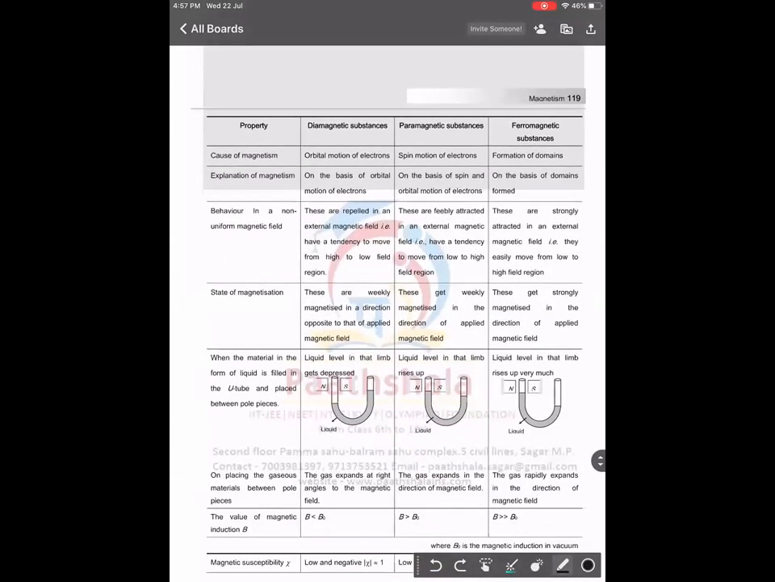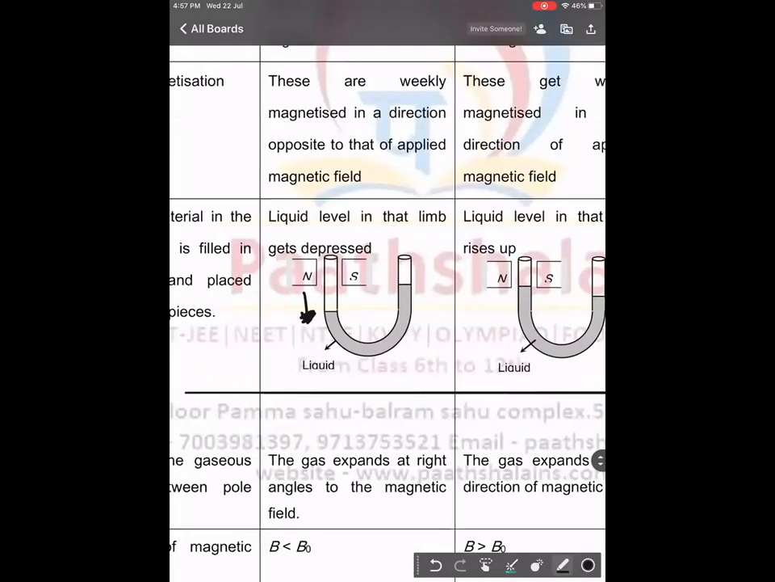Okay, but you read this now. Please read this. Look at this difference, bacho. What is happening? A ferromagnetic substance. Why is the liquid going this side? Because a ferromagnetic substance gets attracted towards the external magnetic field. Okay. And why from this side is it going down? Because a diamagnetic substance repels the external magnetic field.